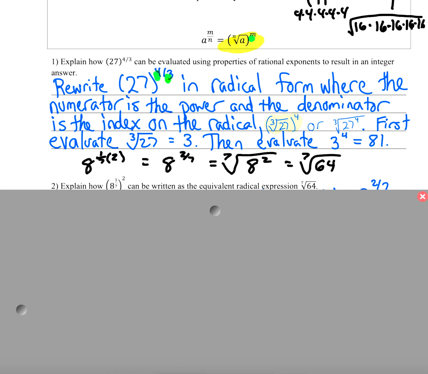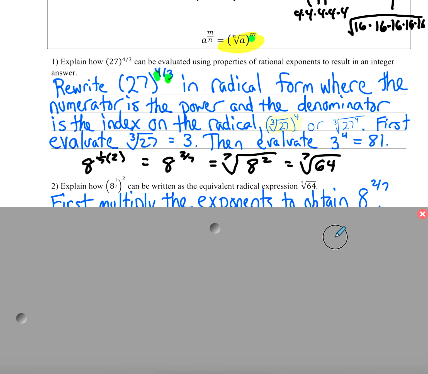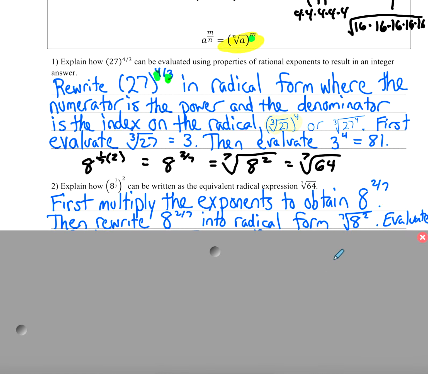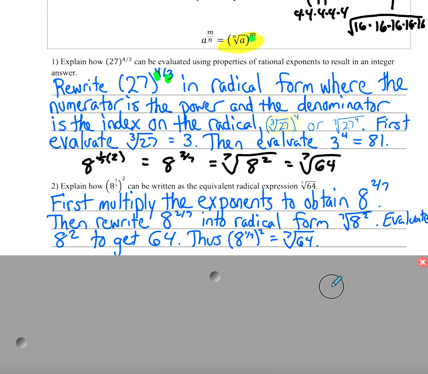But it says explain, so we have to put words to that. So what do we do first? We first multiplied the exponents to obtain 8 to the 2/7. And then you want to rewrite 8 to the 2/7 in radical form so that it'd be 8 squared on the inside of the 7th root. 8 squared is 64. And therefore, we have the equivalent expression, the 7th root of 64.